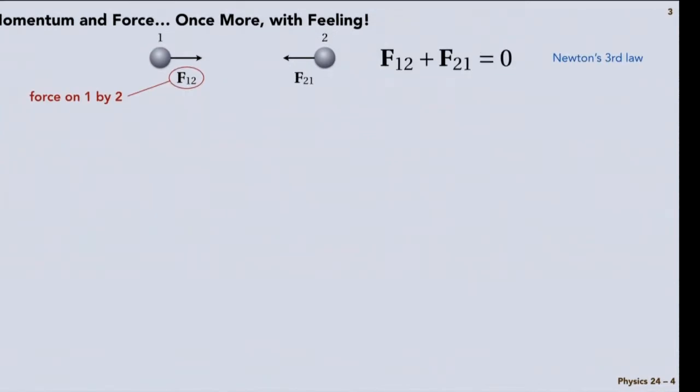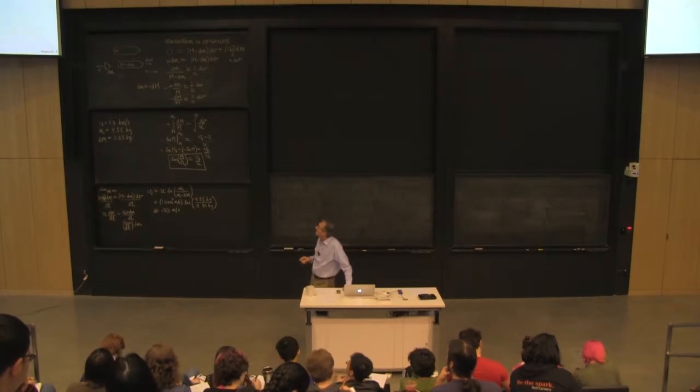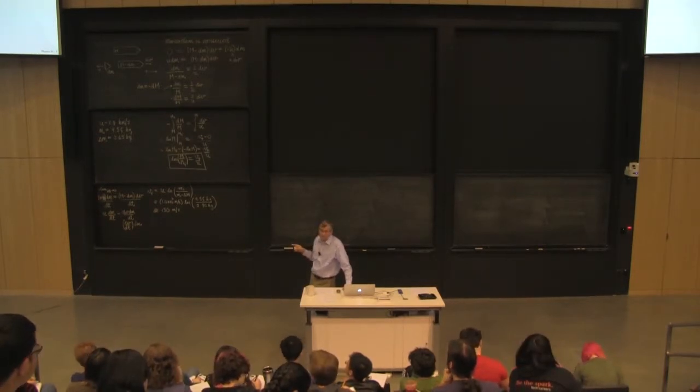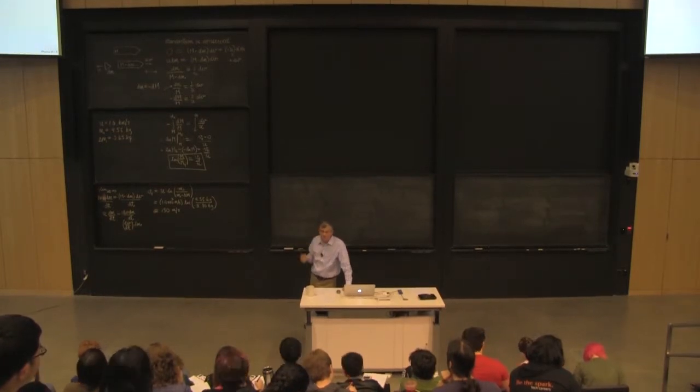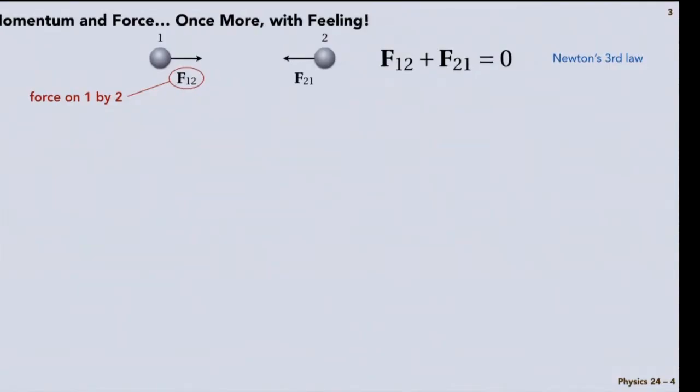That is, that the force on ball 1 caused by ball 2 is equal and opposite to the force on ball 2 caused by ball 1, so that if I were to add the vectors together, I get 0.